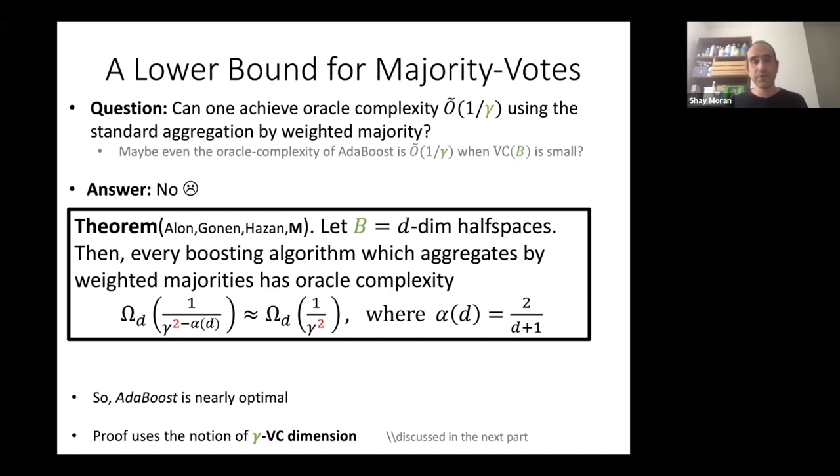And the proof of this result uses the notion of γ VC dimension, which we will discuss in the next part when we talk about expressivity. So I will not talk about the proof now.